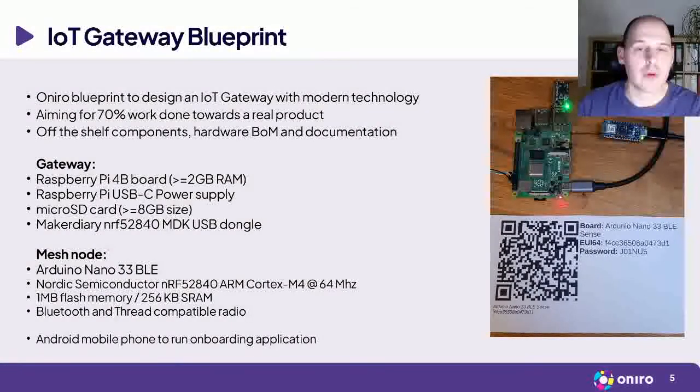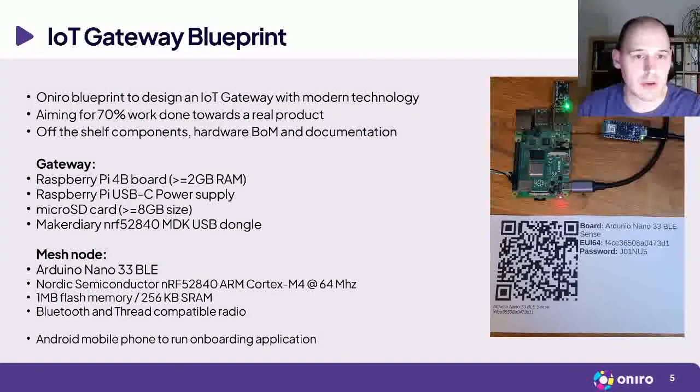So what I've been doing was in the ONIRO project, we had this idea that we wanted to have a blueprint for a modern IoT gateway. A gateway with modern technology, basically. So we don't want to just implement what's already out there, like Zigbee and stuff like that. We really wanted a forward-looking thing, and that is where OpenThread has been interesting for us.